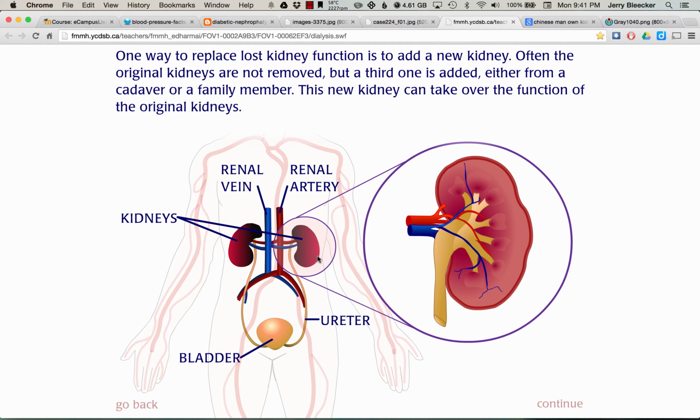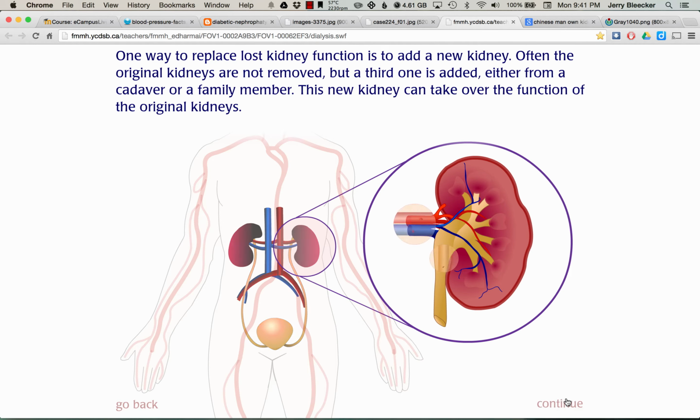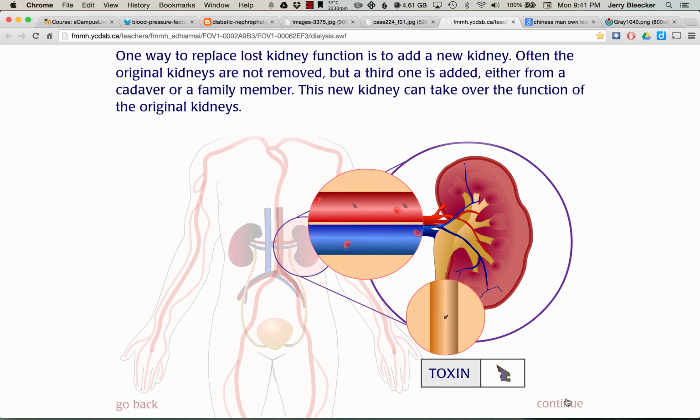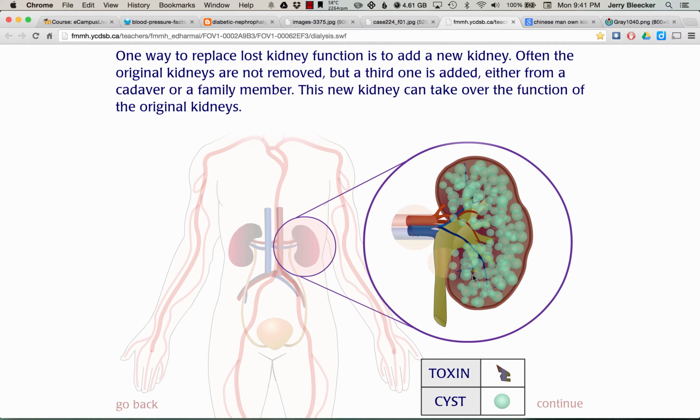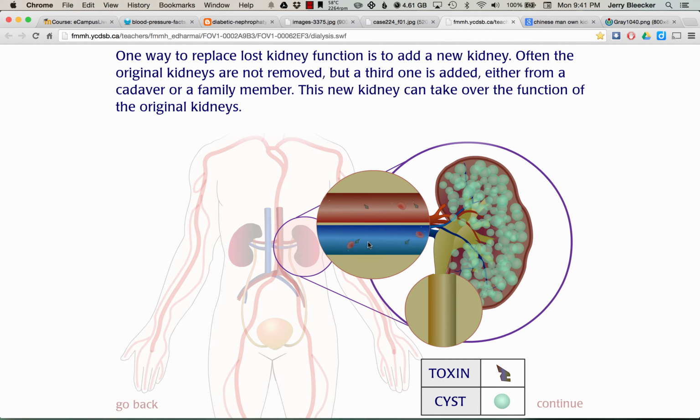So here are the existing kidneys. This is what should be happening, of course: nice, clean blood returning. In this case, we'd be looking at polycystic kidneys, not functioning. So you've got the toxins, of course, going out through the renal vein. Not so good.